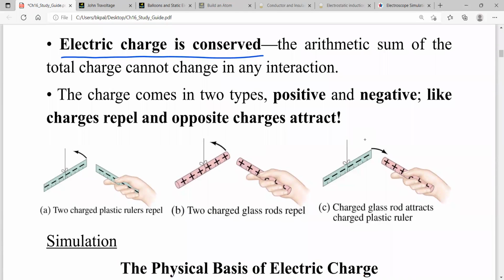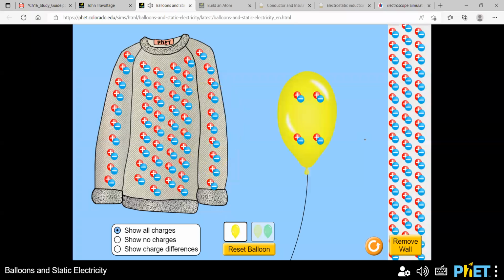Now, as I already mentioned, there are two types of charges, positive and negative. The rule is that like charges repel and opposite charges attract. In this picture you see that negative is going away from negative, positive is going away from positive, and negative is going toward positive. So opposite charges attract each other, and like charges repel each other. You can also see this in this simulation.